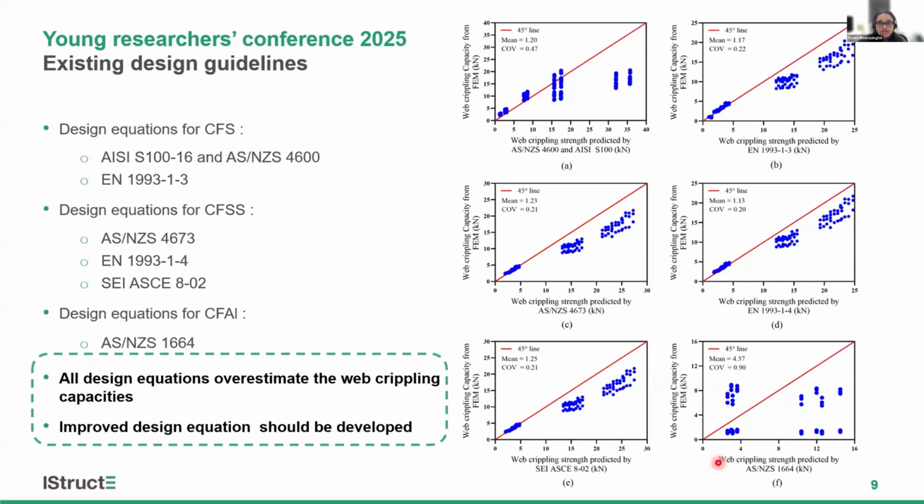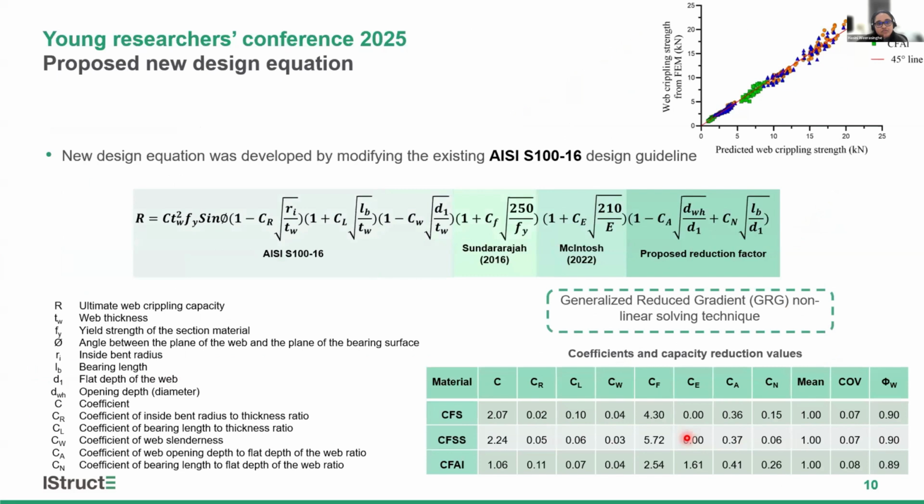So it was identified that there's a need to develop a new design equation for predicting the web crippling capacity of these sections. So with that, we improved the existing AISI S100 design equation. So here you can see how the equation has been modified over the years to match with the effect of yield strength, then the material properties, and also there have been many researchers to improve this for different sectional geometries.